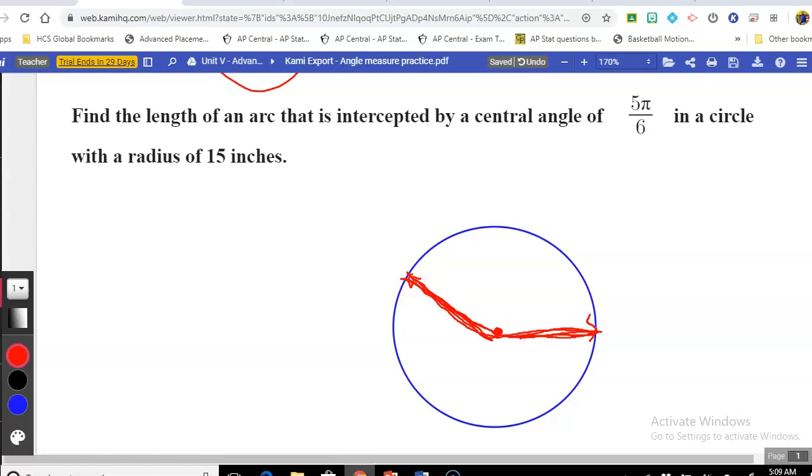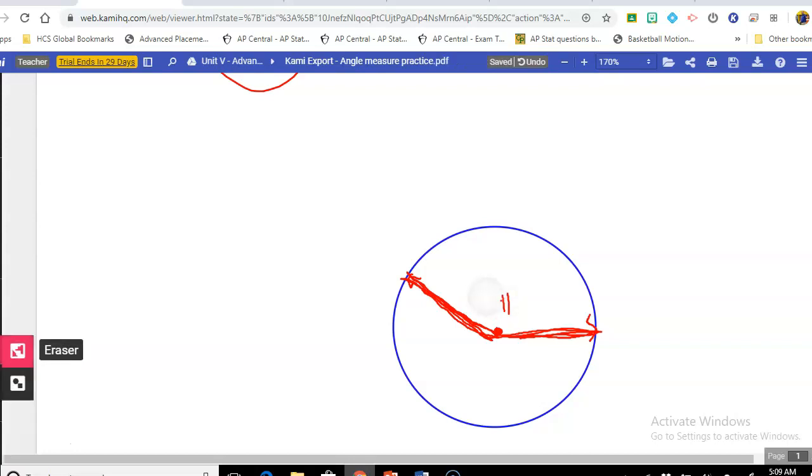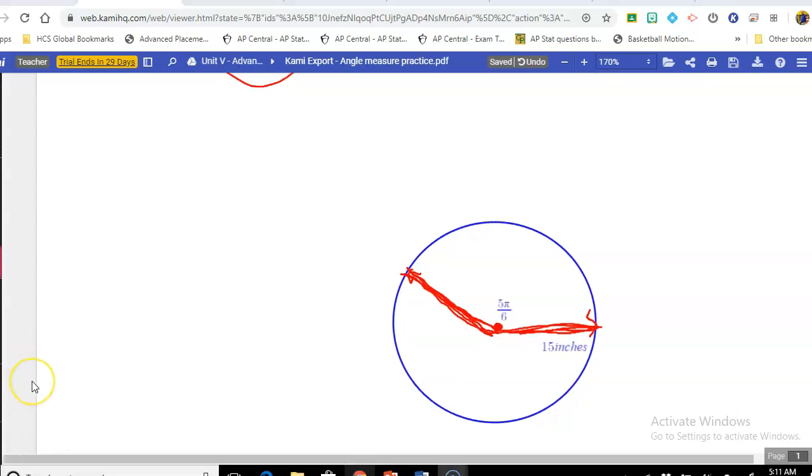But that's where our distance would be. So let's say this is 5 pi over 6, and let's say I can write that a little bit better than I just did. So let's try that again. Oh man. Okay, so I just experienced a little glitch there. Sorry about that. So we're back on.